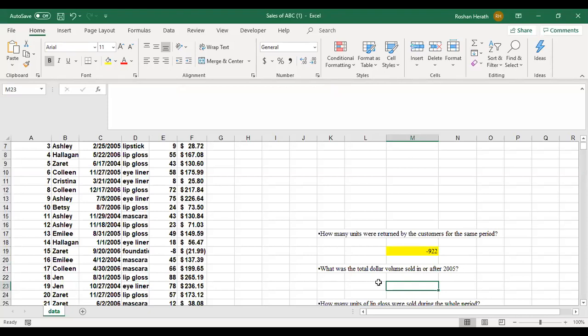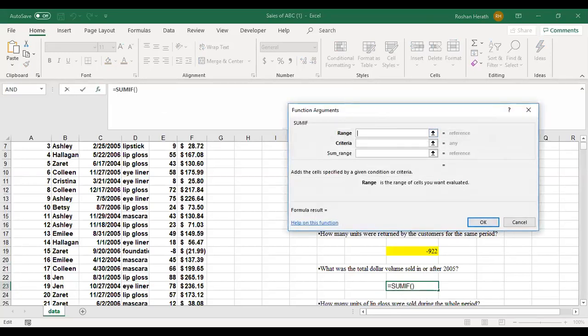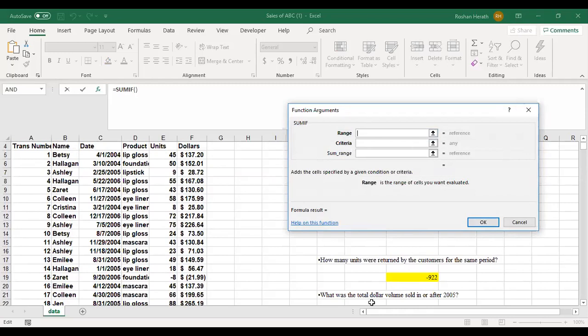So it is again, what you have to do, you have to make use of the SUMIF. You can make use of the SUMIF and get the answer. So what is the range this time? Total dollar volume sold in or after 2005. So therefore your range is, this time you are checking for a particular date, right? So therefore it has to be date. So that is where you can locate the date.